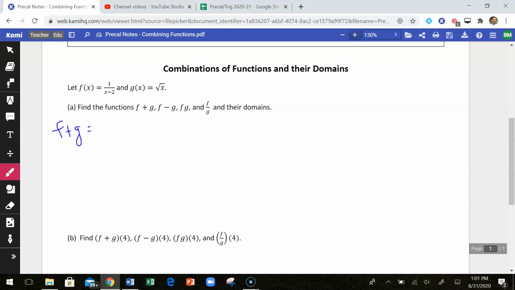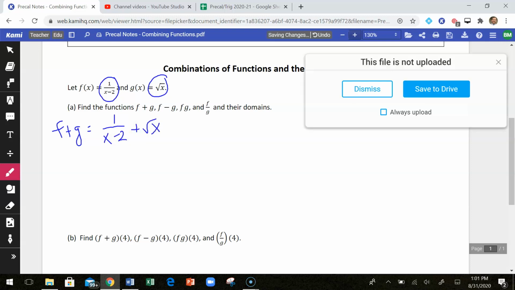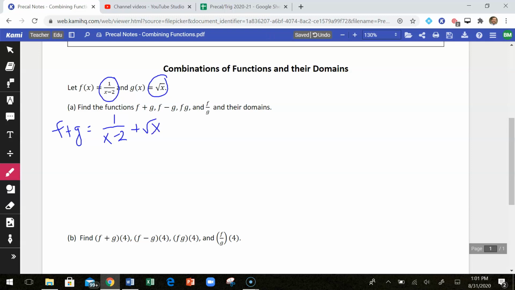So, f plus g. F plus g is going to be to take my function f and add my function g. And if you can't combine like terms, you're just going to leave it like that. I will go through and find their domains in just a minute. So f minus g, that's going to be 1 over x minus 2 minus the square root of x. Again, I can't combine any like terms there. F times g.